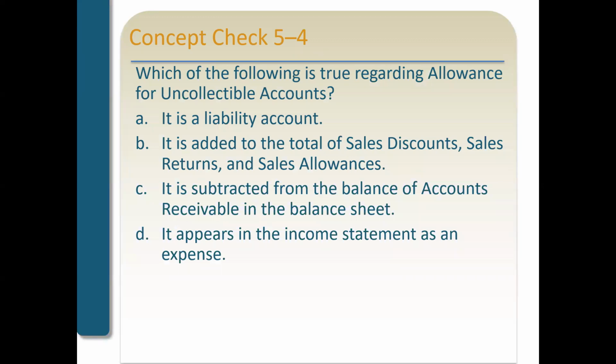So which of the following is true regarding allowance for uncollectible accounts? Don't say A, right? It's not a liability account. It's C. It's subtracted from the balance of accounts receivable in the balance sheet. Excellent.